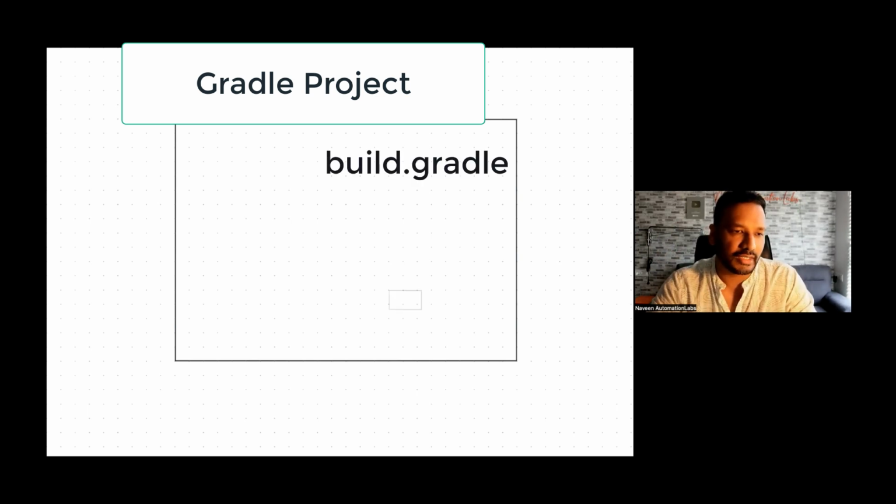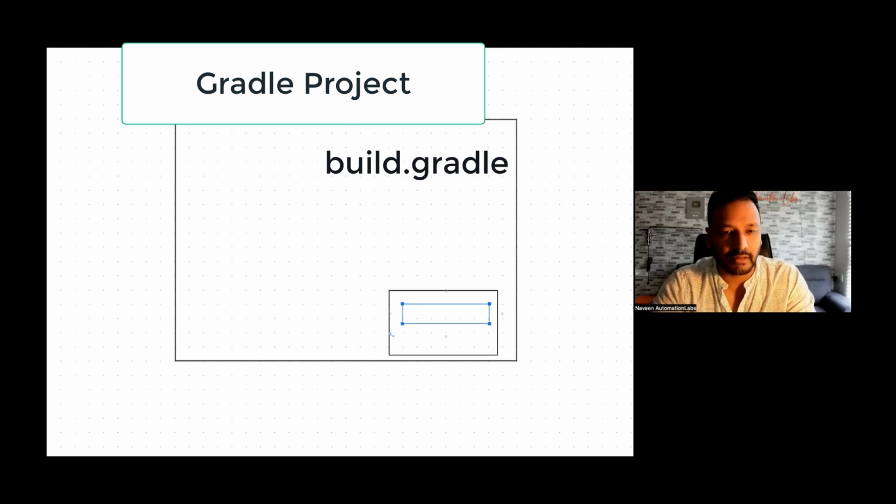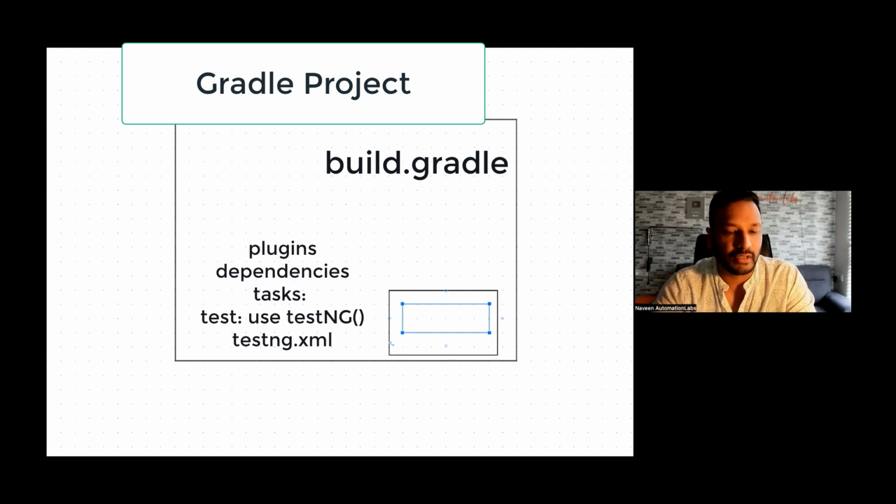In this build.gradle file, just like the pom.xml file, we are going to maintain a couple of other things. If you have any plugins information, we are going to define the dependencies also. And in Gradle, everything is based on tasks. So you have to create a task. For example, let's say I'm going to create one test task, and under this test task, I'm going to use TestNG.